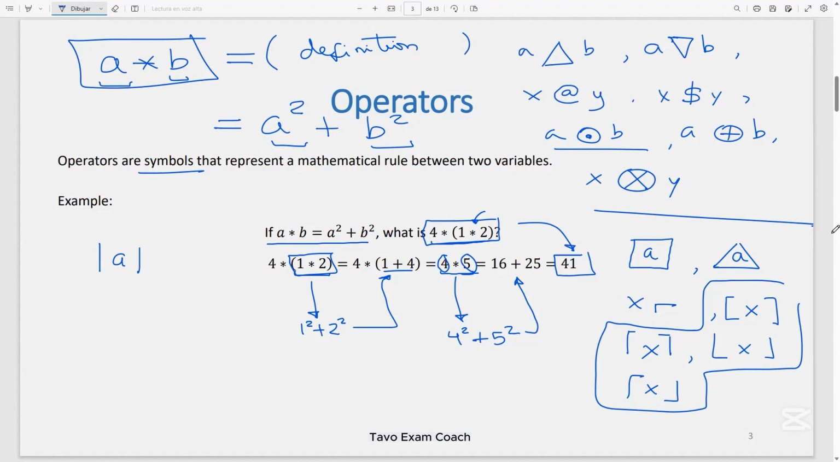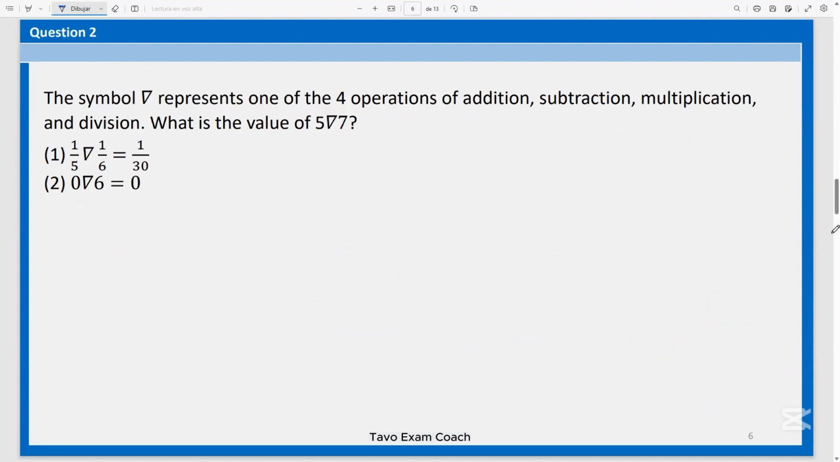Well, let's see examples of some questions where the concept of operators is applied. So let's skip here to see question 2. It says the inverted triangle symbol represents one of the 4 operations of addition, subtraction, multiplication, and division. What's the value of 5 triangle 7? Statement 1 says that 1 over 5 triangle 1 over 6 equals 1 over 30. And statement 2, 0 triangle 6 equals 0. So would you say statement 1 is sufficient?